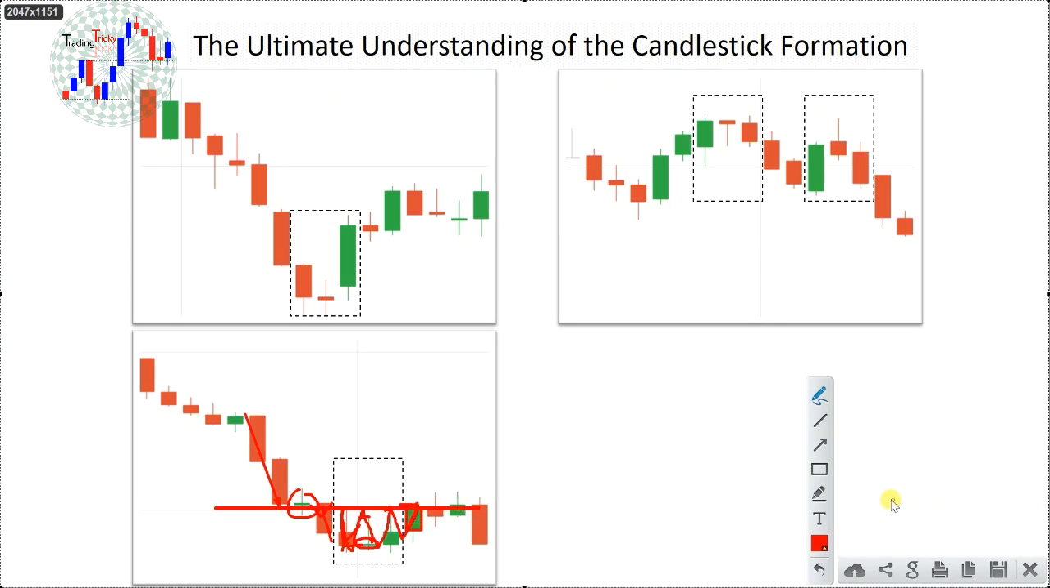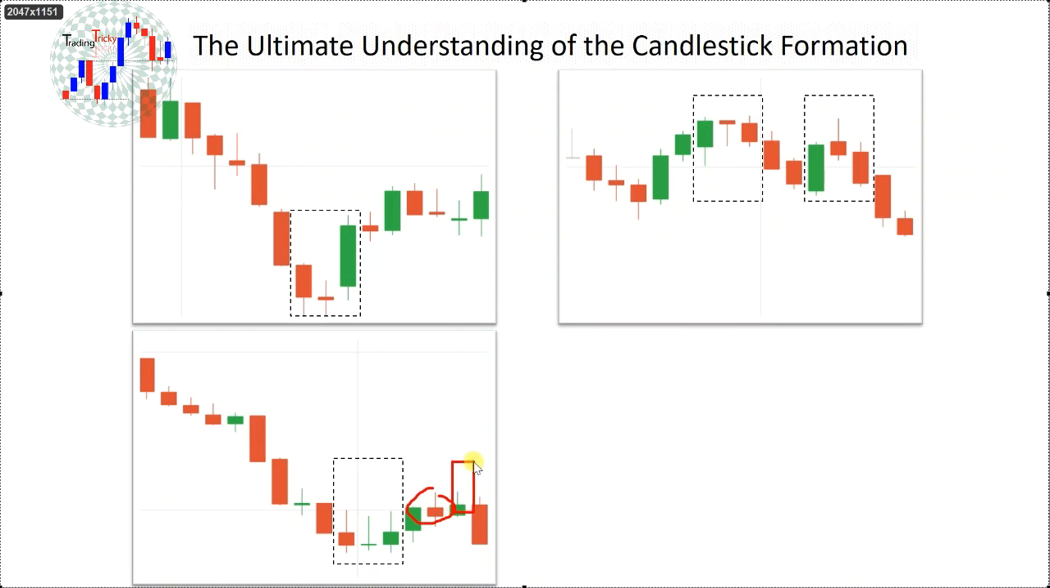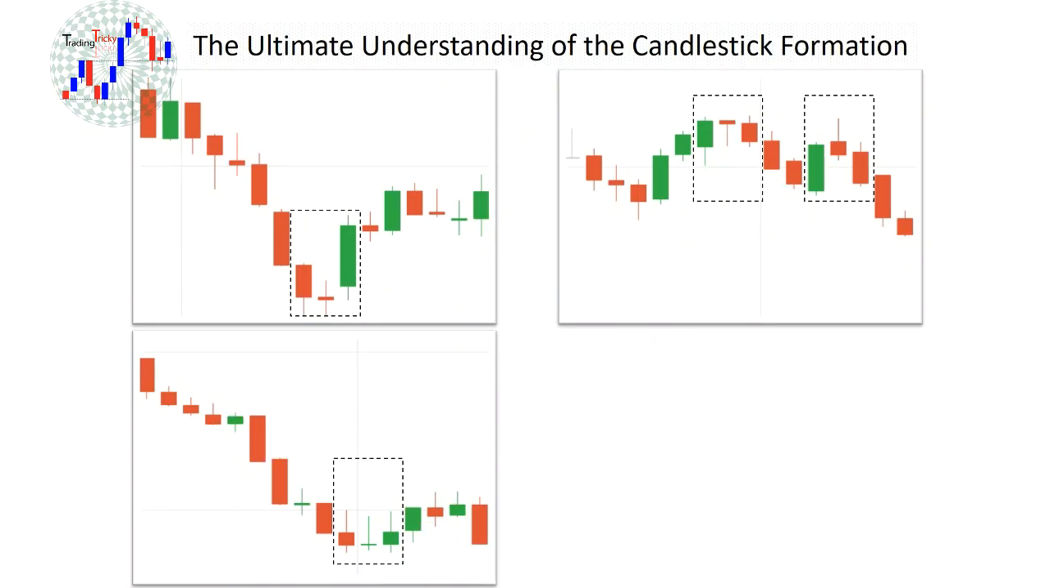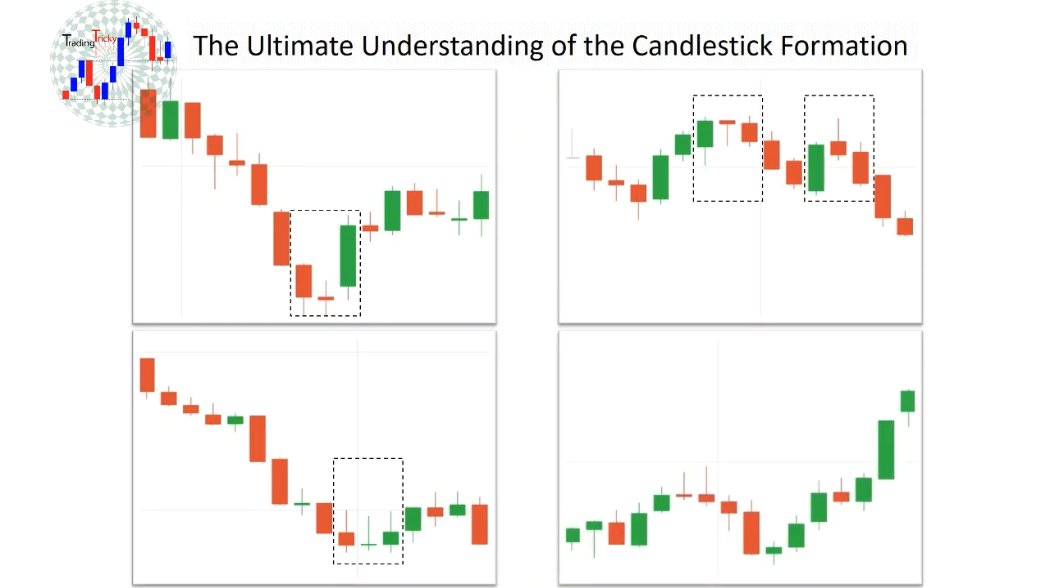Now the sellers are not strong enough. Can you see? The sellers are not strong enough. So after this, most of the time we can expect strong buyers entry at least to this level. Again, buyers entry at least to this level or the lower side. Remember these things. Now let me show you the final chart here.